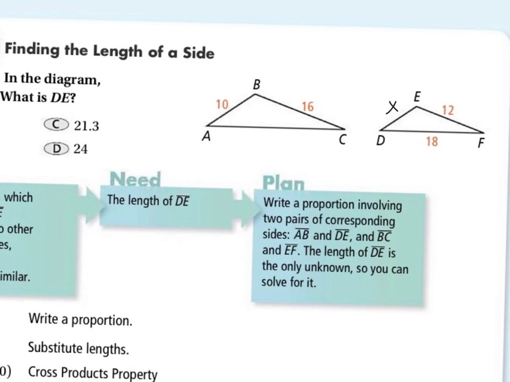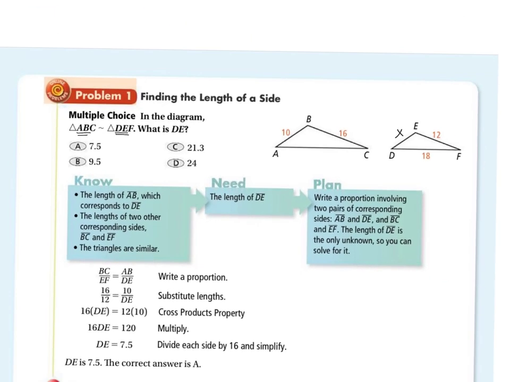You might just think, oh, I can just look at the picture and tell what it is. Sometimes figures get flipped or rotated, reflected, stuff like that. So we can't always just say, I'm going to look at the picture and tell. We always want to look at that similarity statement to double check that. So in this case, DE does match up with AB.